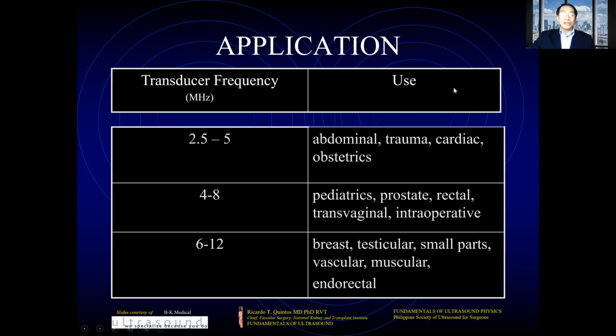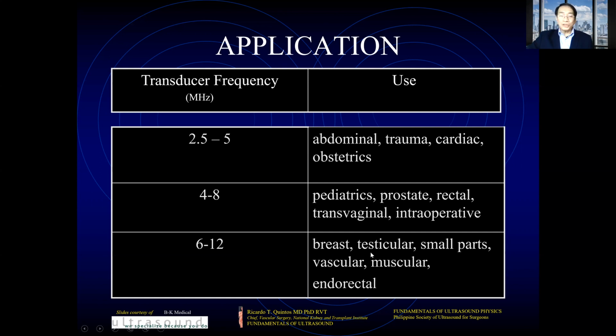So applications is that the transducer frequency you will choose to buy or procure, if you're going to use it for abdominal, trauma, cardiac, obstetrics, you will want to get transducer frequencies from the 2.5 to 5 megahertz range. If you're going to use it for pediatrics, prostate, rectal, transvaginal, intraoperative ultrasound, you usually use a higher transducer frequency of 4 to 8 megahertz.